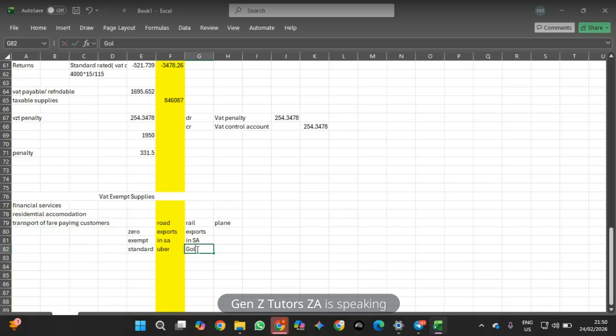City. Let me just say Gold Reef so that you'll remember Gold Reef. I'm trying to finish up. If ever it's in Gold Reef now, you're riding a train in Gold Reef City. That's not a normal train. You're not a normal fare paying customer. So you'll be charged VAT on that.